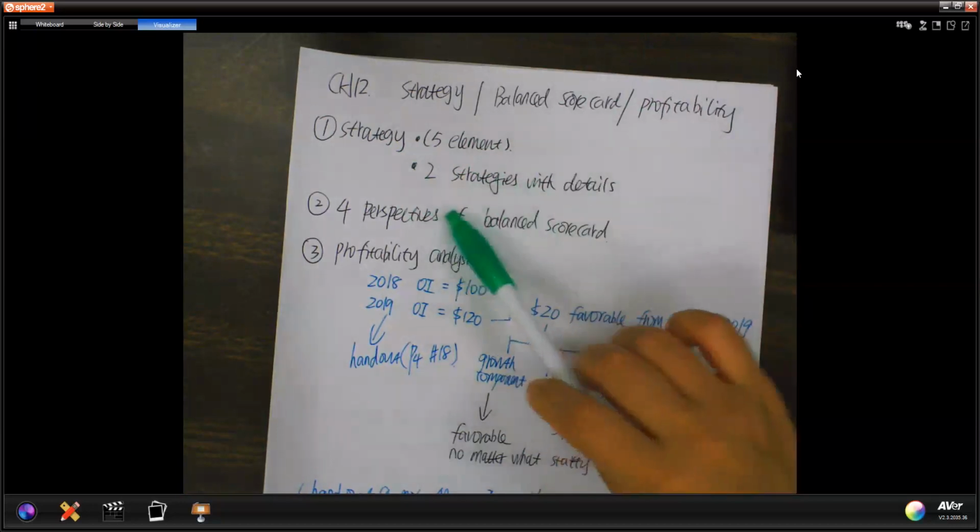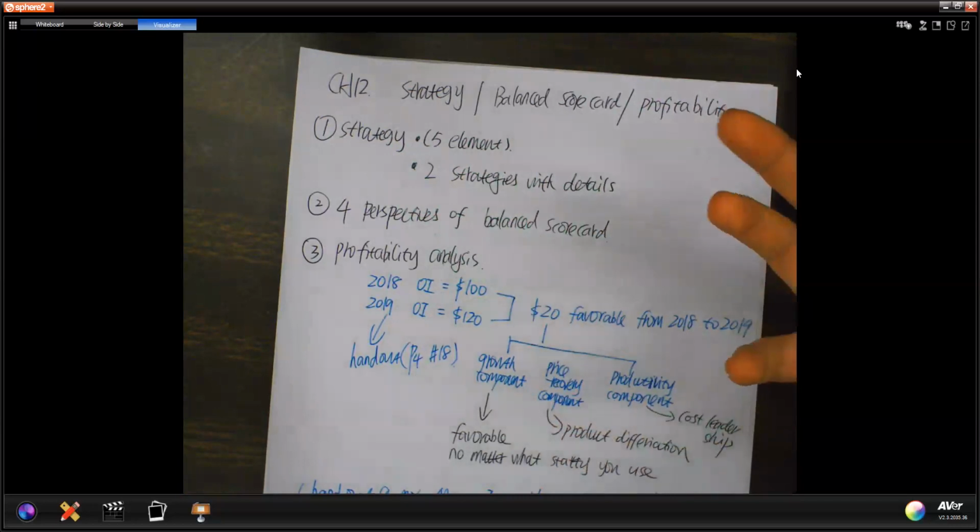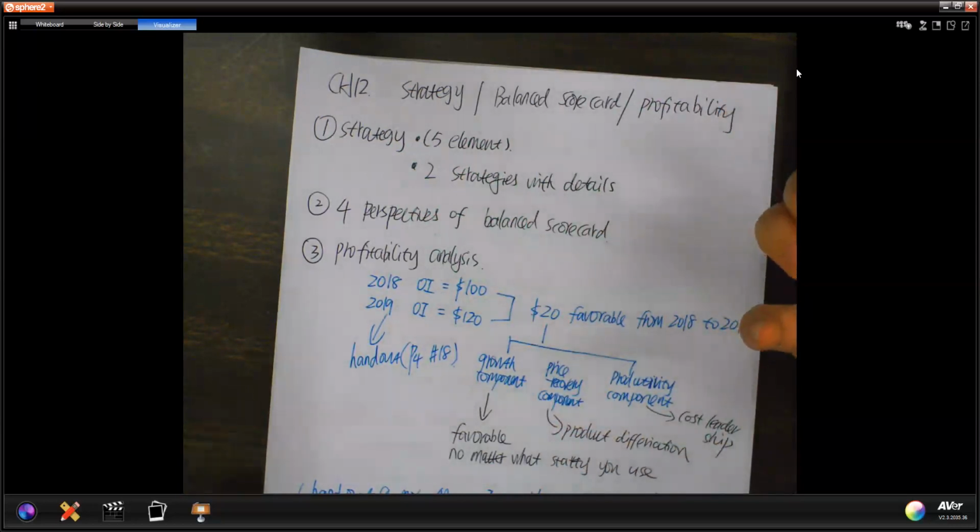And then we said 2 strategies. You have to know the detail. I bet everybody knows the 2 strategies: product differentiation and then cost leadership. But you have to know the meaning of each one. Like cost leadership, you have to do value re-engineering kind of thing. Product differentiation, you have to focus on R&D or those things, right?